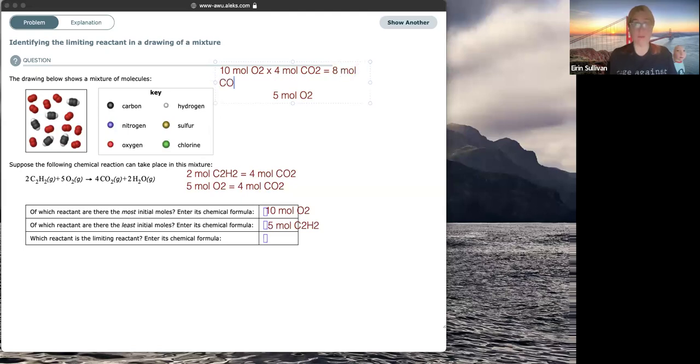But just because you got an answer doesn't mean you're at the end, okay? Because then we need to rinse and repeat that for our other reactant, which was our C2H2, okay? And whichever number of moles is the least amount is going to be our limiting reactant, okay? So we start with 5 moles of C2H2.